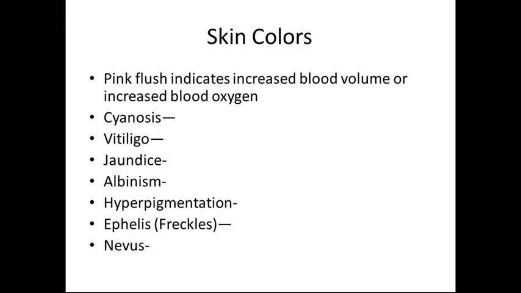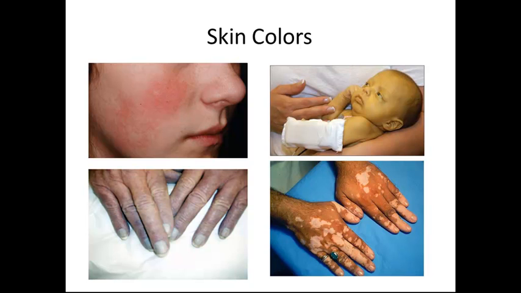Ephelides, or freckles as they're also called, are small flat macules and are common in normal skin pigmentation. There are variations depending on populations. And the nevus, which is also called a mole, is due to the collection of melanocytes in one area. So here are some pictures.